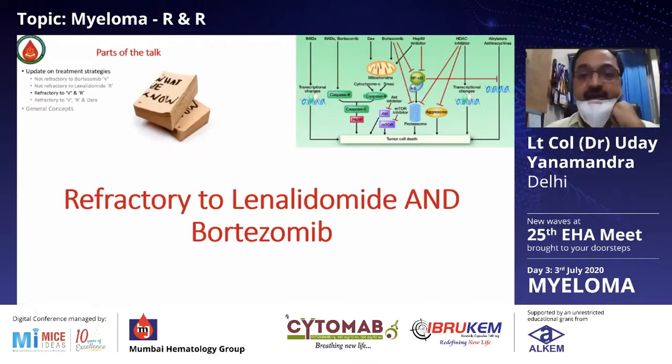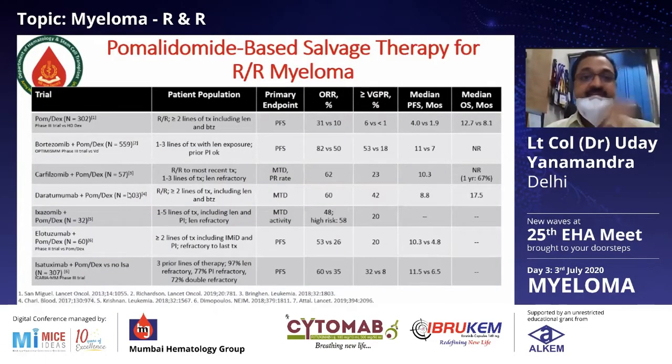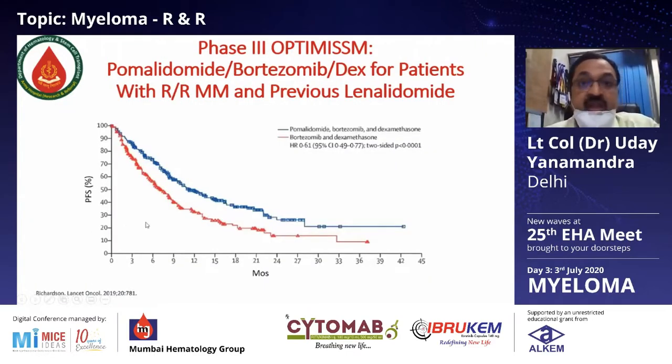The next was refractory to lenalidomide and bortezomib. In this, there are various trials which have been done using pomalidomide for salvaging patients who are double refractory to both bortezomib as well as lenalidomide, in combination with one novel agent. Of this, the latest one which was presented even in last year's EHA and this year's EHA is the phase 3 OPTIMISMM, and this time they have presented the updated analysis, and it shows that at 3 years the benefit of combining pomalidomide with bortezomib and dexa versus boti-dexa continues. The same was also presented last year.